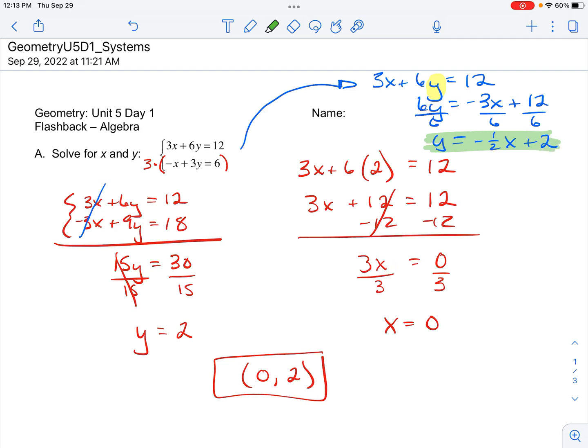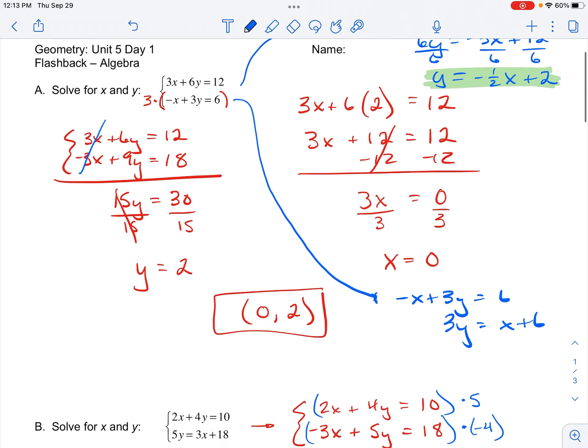There's that. And then let's go ahead and write the other equation. So I'm going to work over here. The other equation, -x plus 3y = 6. I'm going to go ahead and move the x over. I'm going to divide everything by 3. And I'm looking at y = 1/3 x plus 2. So there's my other equation in y= form for my calculator.